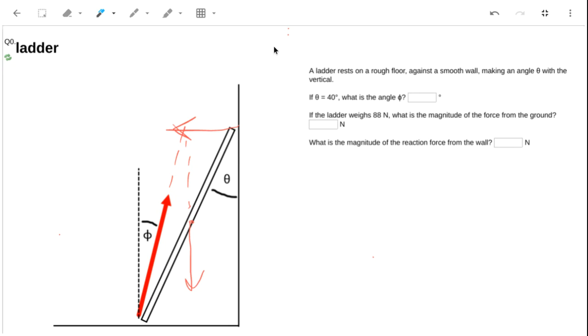We're not told the length of the ladder, so we can just make a guess. Let's say 1 meter here. I could have called it L, I suppose, but I'm going to say that the ladder is 1 meter long. Then I can use a bit of trigonometry, and I've got cos 40 and sine 40 here and here.